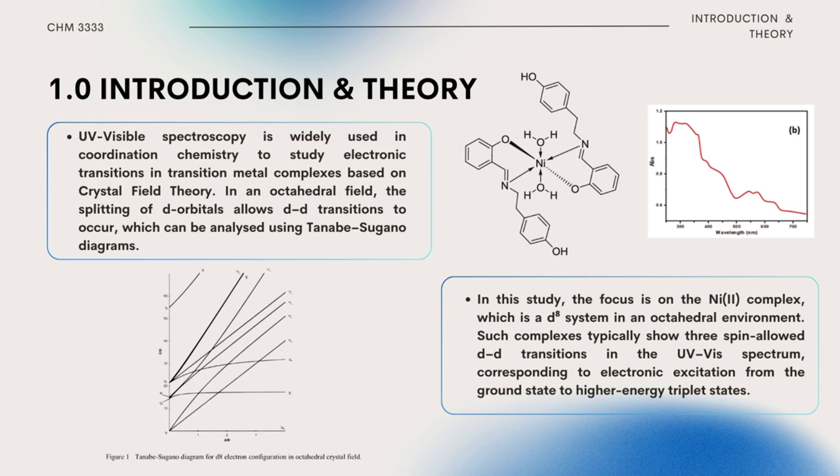In this study, our focus is specifically on the nickel complex, which is a d8 system in an octahedral environment. Such complexes typically show 3 spin-allowed d-d transitions in the UV spectrum, corresponding to electronic excitation from the ground state to higher energy triplet states.